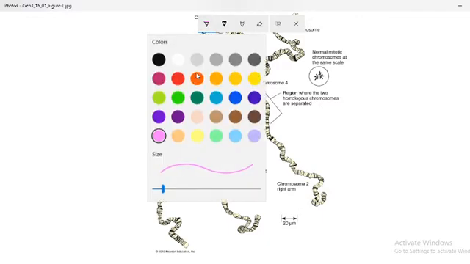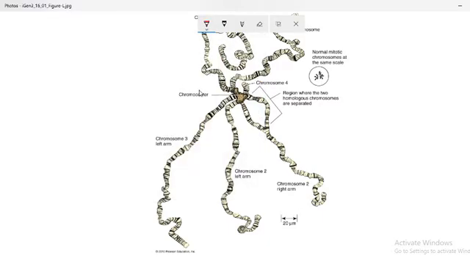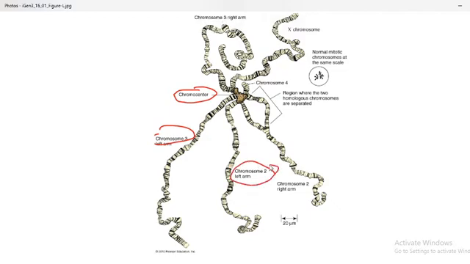Here, the chromosomes are attached by means of the chromocenter region. All the chromosomes, that is chromosome number 1, 2, 3, 4, are attached with a chromocenter. The X and Y chromosomes are also attached in this center.